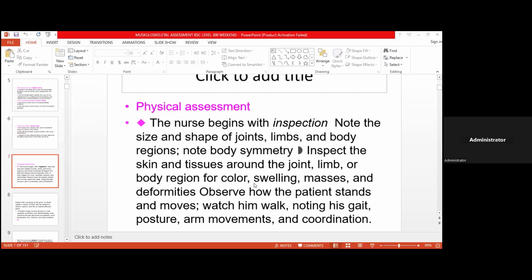So I was talking about inspection. With inspection, you go all around, inspect the joint and the cavities for deformities. At the back, you move your hand from the cervical area through the vertebral column down to the sacral area, inspecting for abnormality at the back. You are inspecting how the patient stands and moves. Watch him walk, noting his gait and posture.